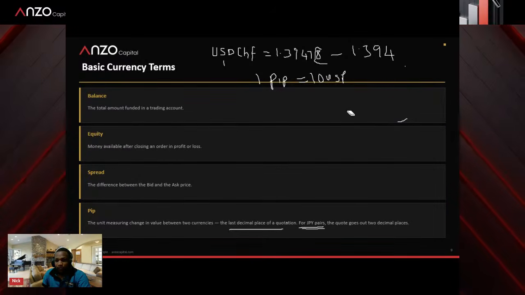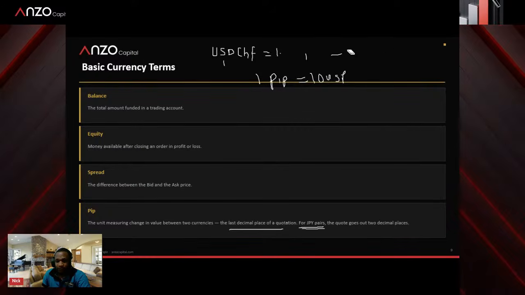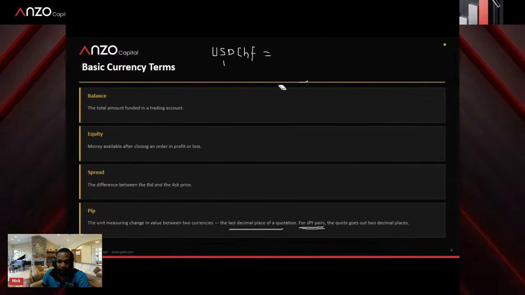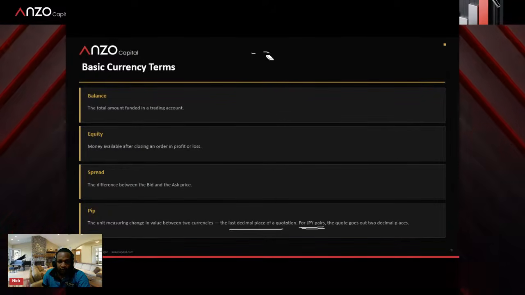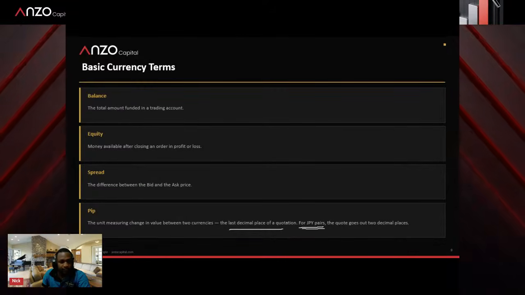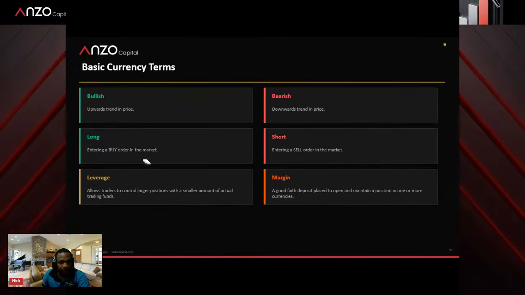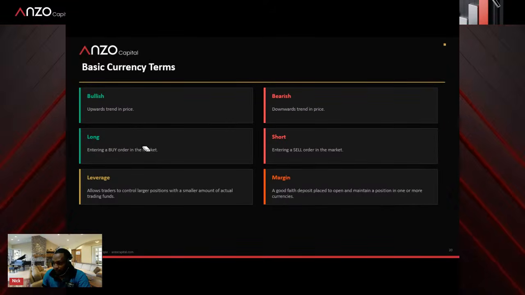So we're talking about some of the other terminologies that you will meet in this Forex market, which is something like bullish and bearish.